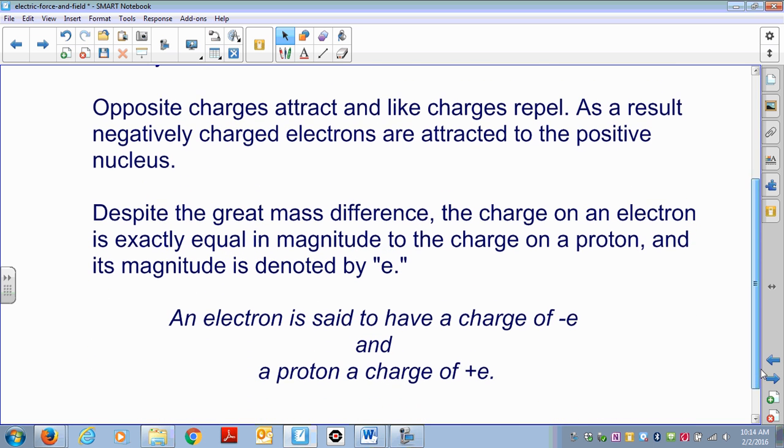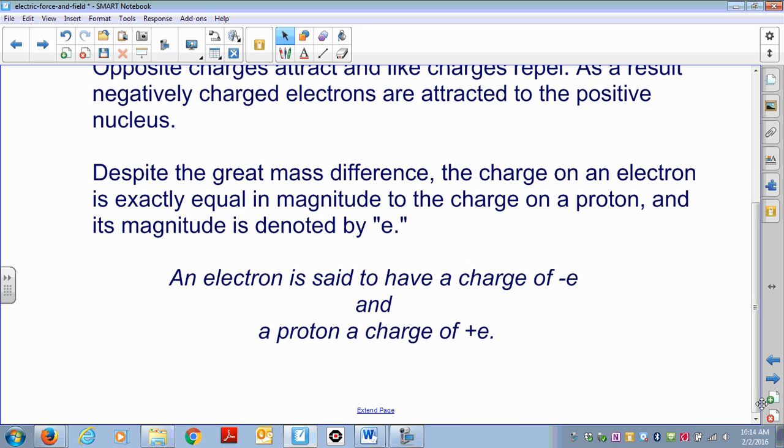As a result, negatively charged electrons are attracted to positive nuclei. Despite the great mass difference, the charge on an electron is exactly equal in magnitude to the charge on a proton, and its magnitude is denoted by the letter e. An electron is said to have a charge of negative e, and a proton is said to have a charge of plus e, or positive e.